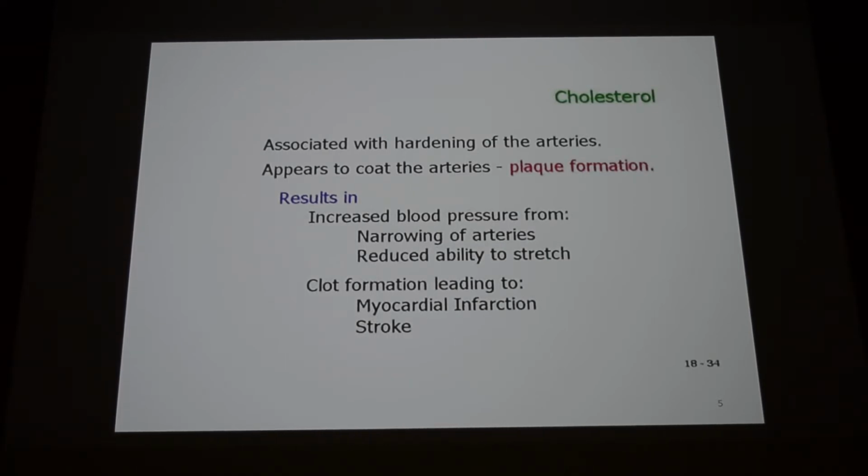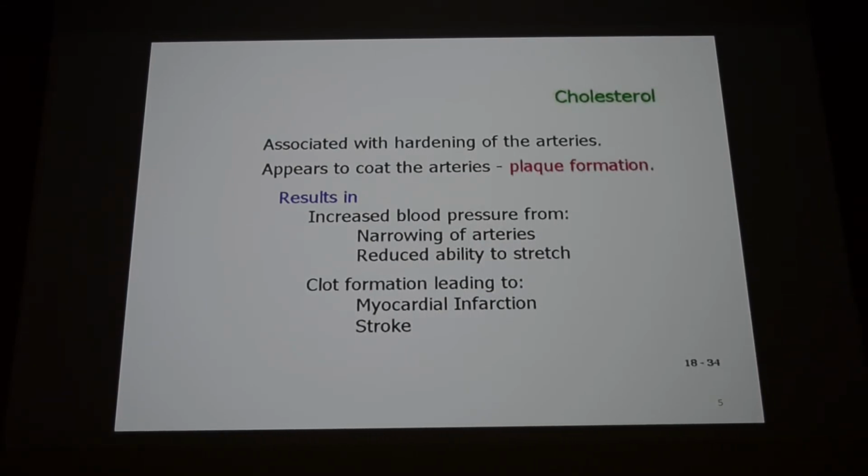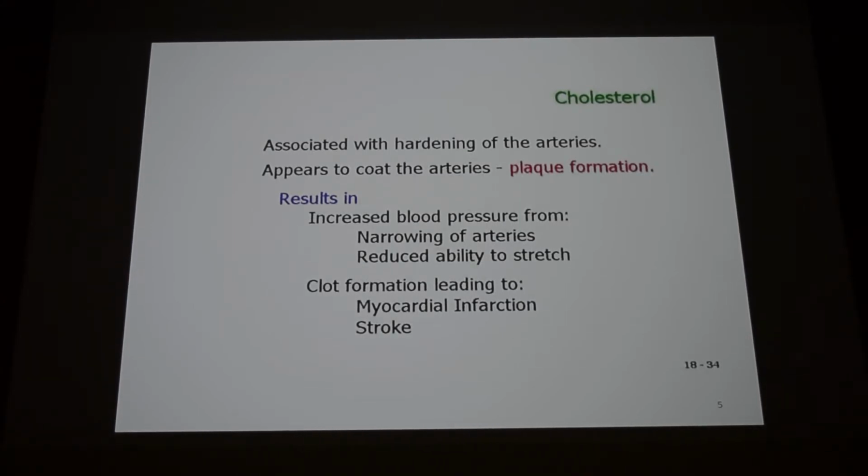And because the artery is narrowed, we may have a blood clot, and this will lead to myocardial infarction or to what we call stroke. So the presence of cholesterol on the arteries may cause complications due to the hardening of the artery and the occlusion that may occur.